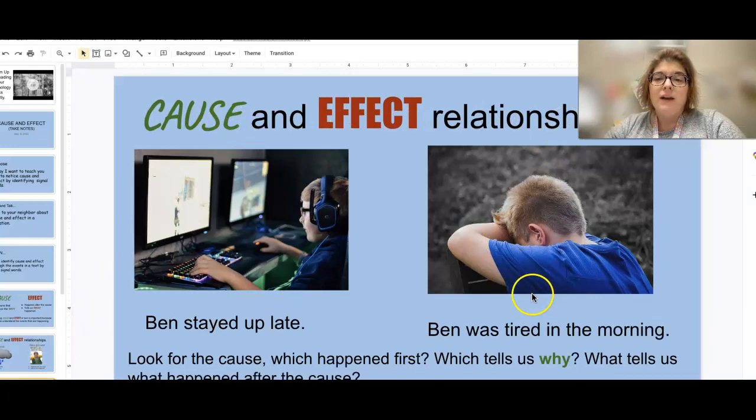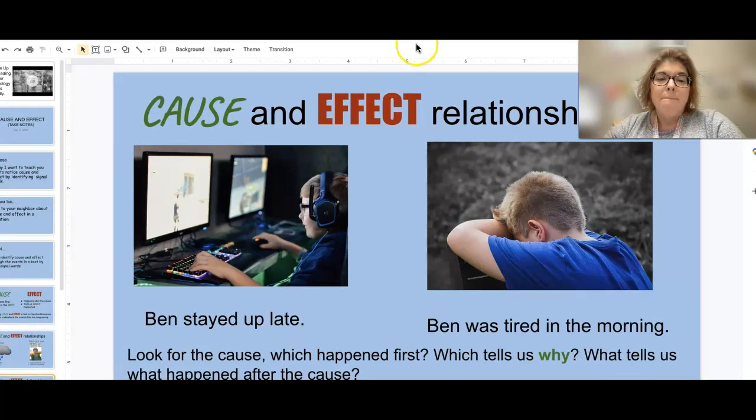All right? More cause and effect relationships. Let's take a look. Ben stayed up late. Ben was tired in the morning. So let's think. Look for the cause. What happened first? Right? Ben stayed up late. This tells us why Ben is tired in the morning. What happened after the cause? Ben was tired in the morning. Why is Ben tired? He stayed up late. Because, okay, Ben stayed up late. He is tired in the morning.